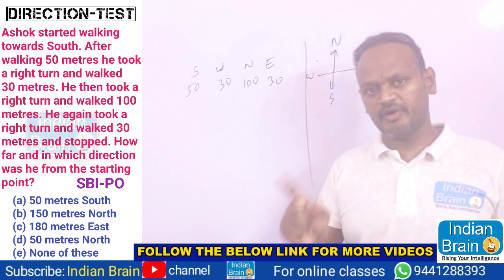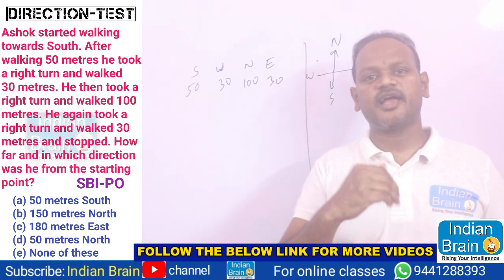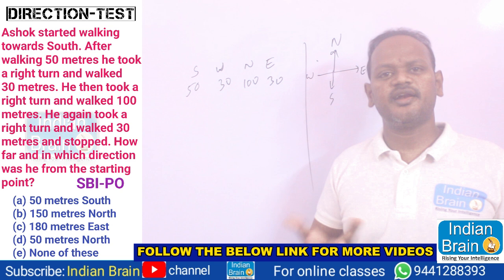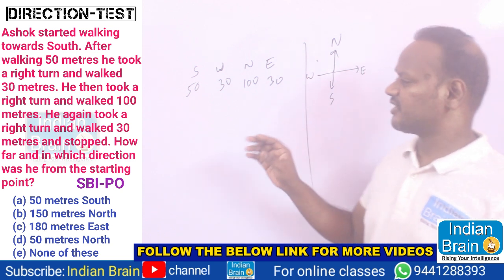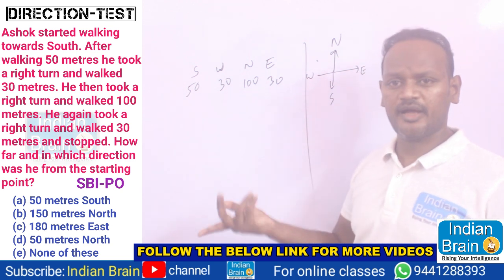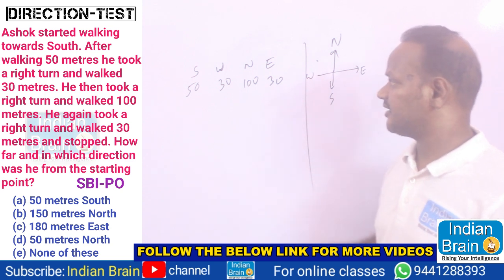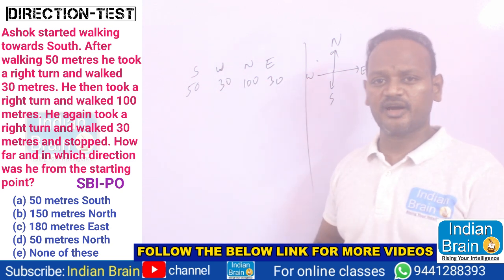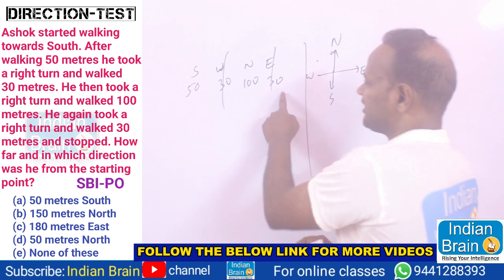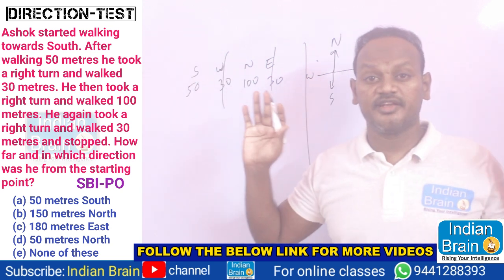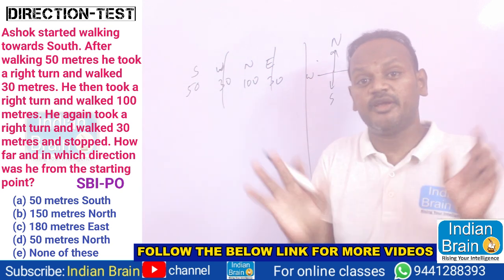So always remember one thing. Whenever you have opposite directions, cancel them. Whenever you have the same directions, add them. That's it. Here we have to observe the opposite directions now. South and north are opposite, yes or no? We can cancel. East and west are also opposite. That's why east and west, 30 minus 30, will be gone.